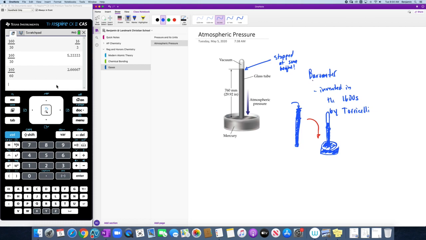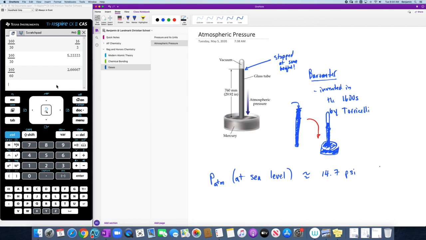So let's talk about, first of all, the force due to the atmosphere. The pressure due to the atmosphere turns out to be quite a lot. At sea level, that means down to the beach basically, the pressure of the atmosphere is about 14.7 psi.